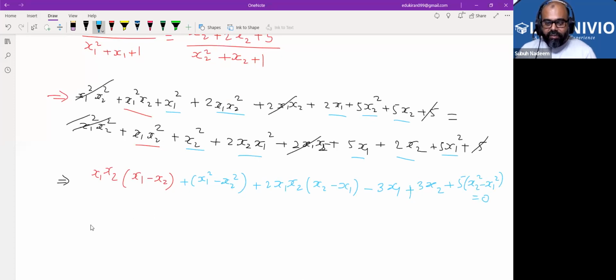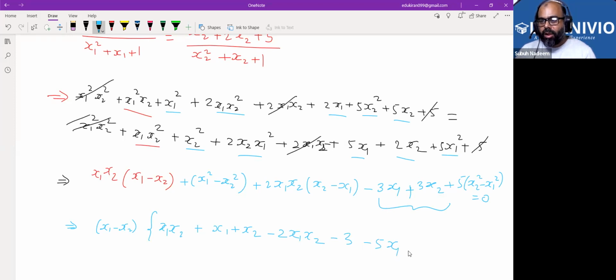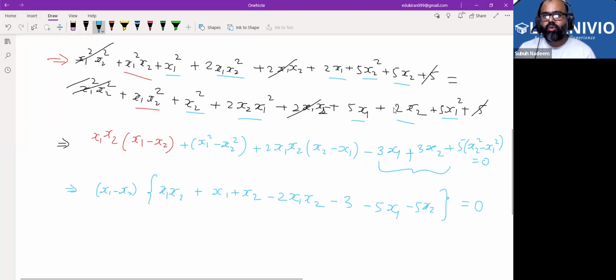Now we can take x1 minus x2 common throughout. This will be x1 into x2. Next one will be x1 plus x2. And this one, if you take x1 minus x2, will be minus 2 x1 x2. And this will be minus 3, as x1 minus x2 will be common from here also. And then minus 5 x1, and this will be x2 plus x1, with a minus sign. So minus 5 x2 is equal to 0. This is what we are getting, right? This simplification we are doing.